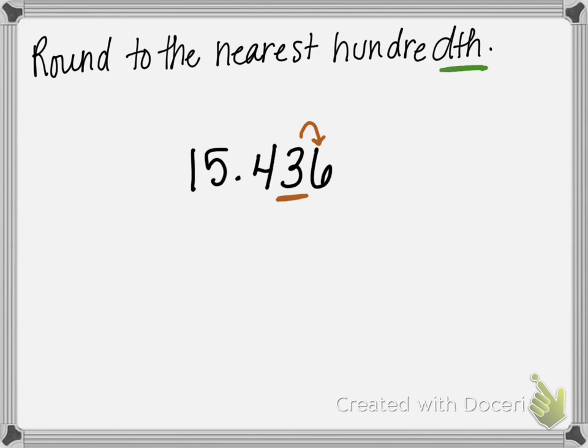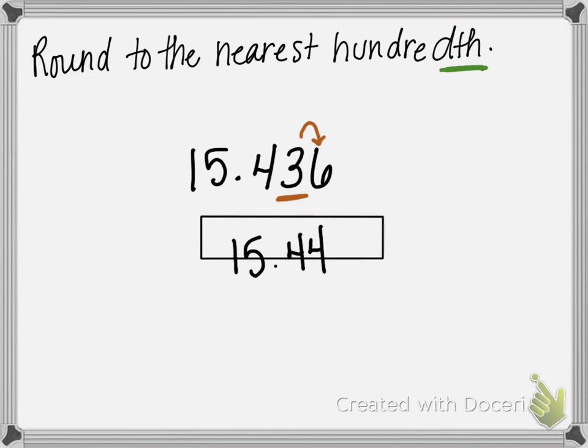If it's 5 or above, we add one more. If it's 4 or below, we just ignore. What should we do here? Lily, we need to add one more because 6 is greater than 5. That means we add one more to our underlined place value. So rounded to the nearest hundredth, this number is 15.44.